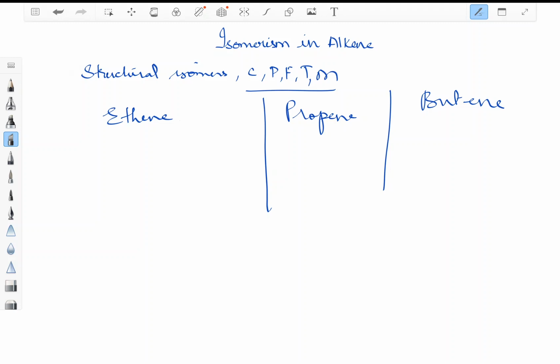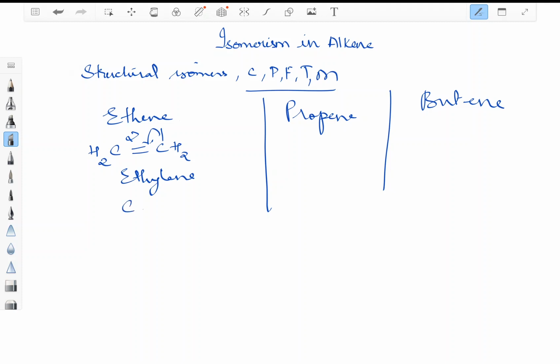So what is the structure of ethene? The structure of ethene is C double bond C. See, it can accommodate two more hydrogens, and this can accommodate two more hydrogens. The name is ethylene. If I try to number it, 1, 2, the first position is for the double bond.